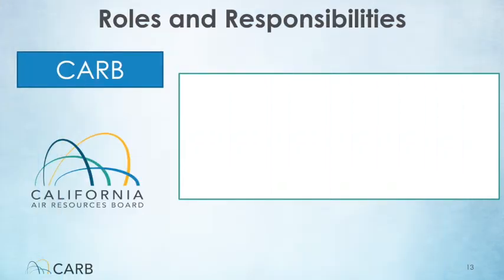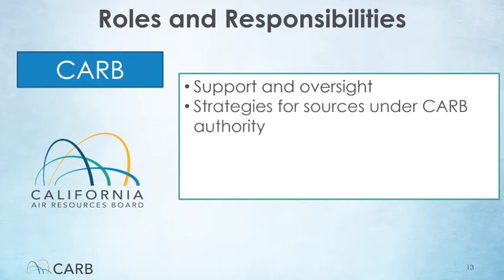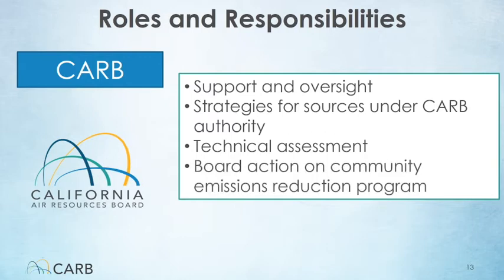CARB, as the state air quality agency, provides support and oversight to all AB 617 communities in the state. CARB is also responsible for strategies related to sources under our authority like cars, trucks, and off-road equipment, along with technical assessment of air pollution challenges in partnership with air districts. CARB's board takes action on the community emission reduction programs after they have been approved by the Air District Board.